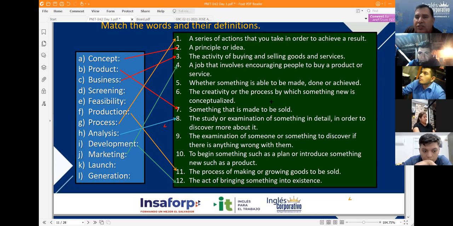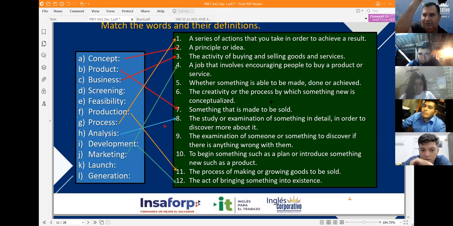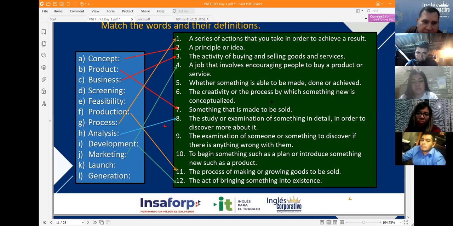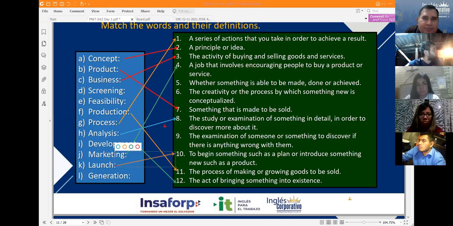Launch. What is to launch? Ten. Yeah, exactly, number 10. To begin something such as a plan or introduce something new such as a product. Launch. Okay. I always click on the wrong place. So let's see the next one.